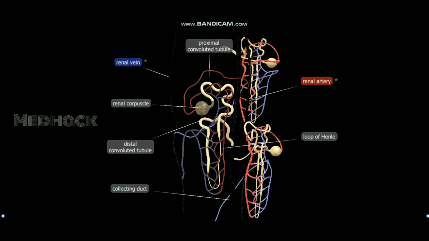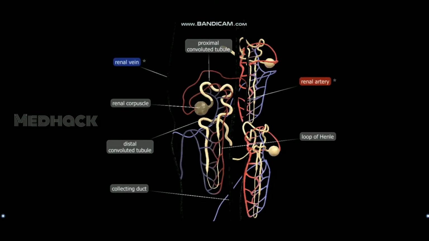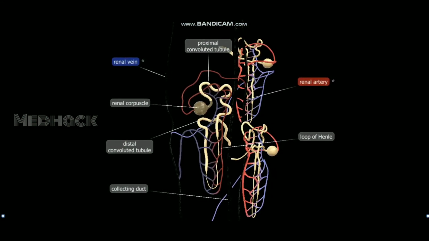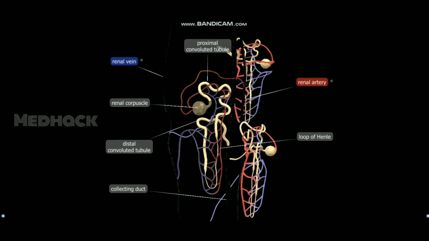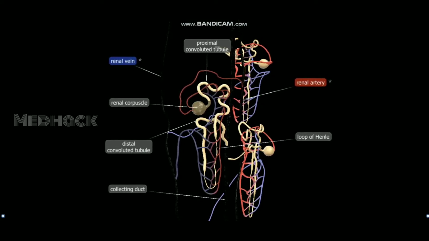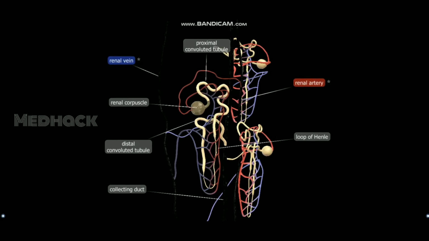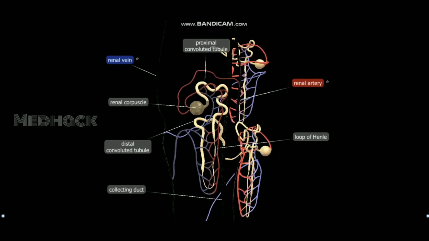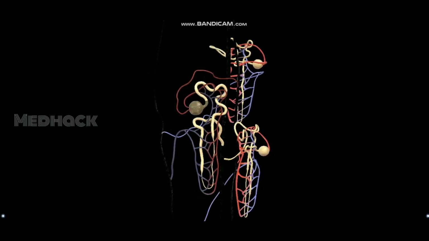The structural and functional units of the kidney are the nephrons. Each kidney contains about 1.2 million of them. The three main functions of the nephrons are filtration, reabsorption, and active secretion.